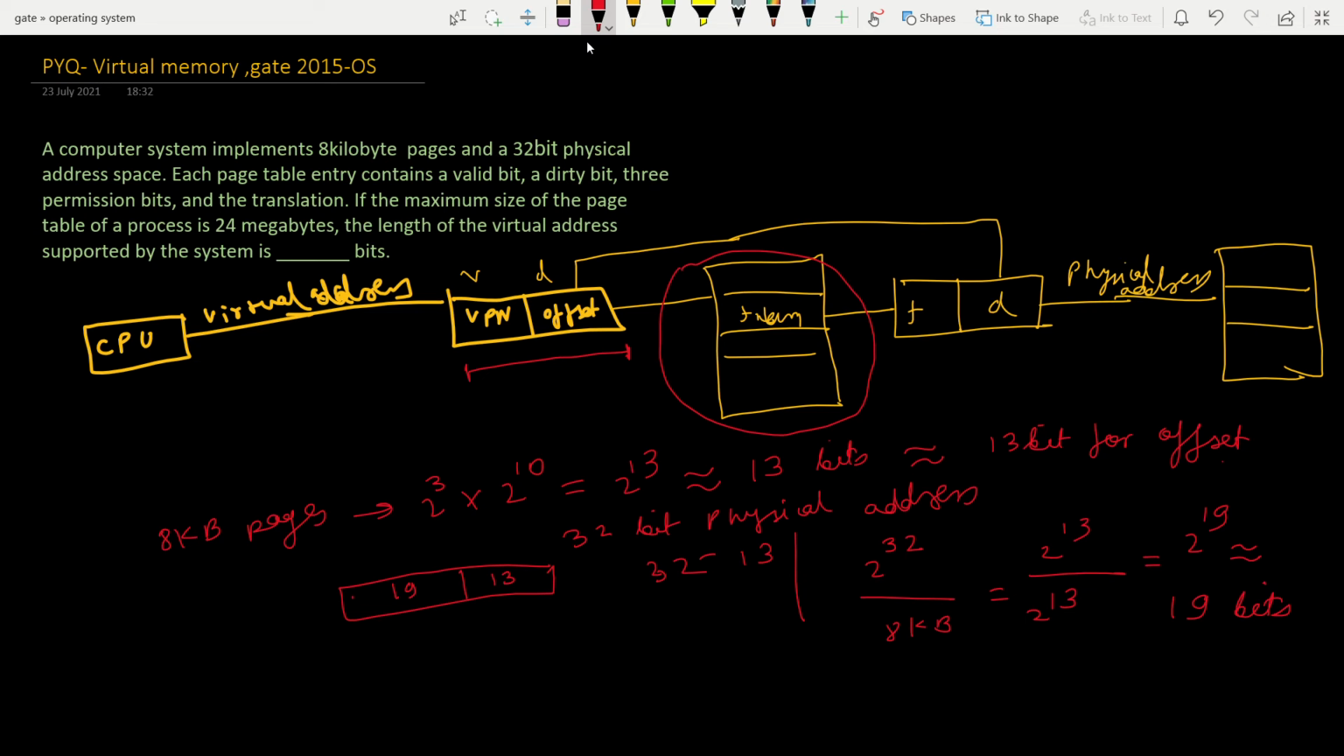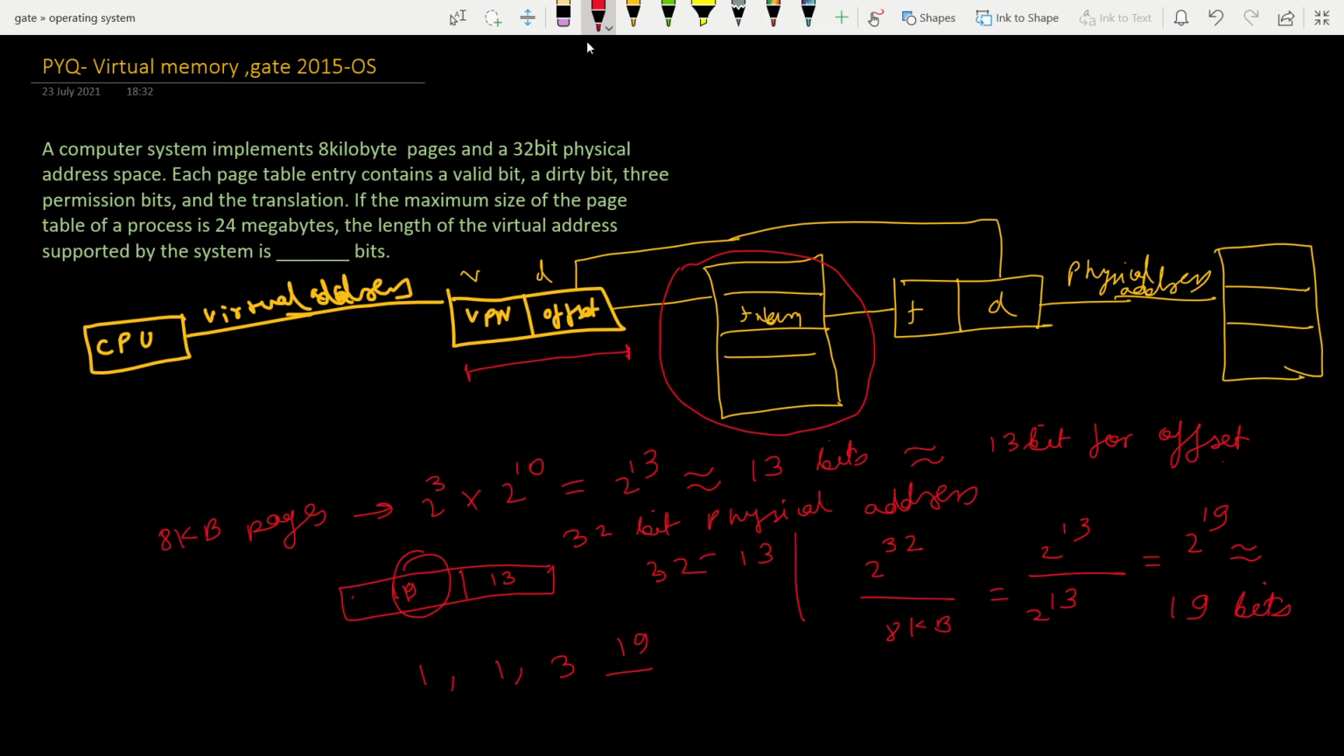The second part says we have one valid bit, one dirty bit, three permission bits, and the rest are translation bits. So what will be the value of the translation bits? We will get it from here only. This will be the 19 which we have here. Because we need to map to 2 to the power 19 frames in the physical address, we will require 19 bits for this. It will be a 19-bit field. So the translation bits will be 19 here.